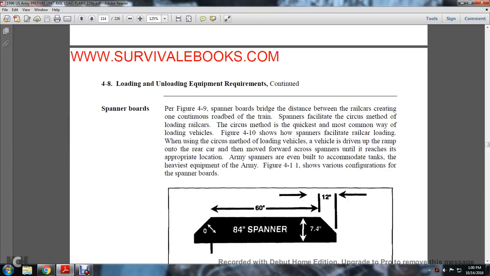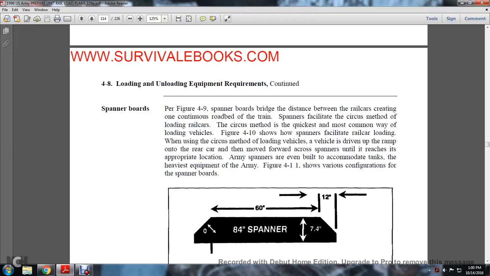4.8. Loading and unloading equipment requirements, continued. Spanners. Per Figure 4.9, spanners are boards that bridge the distance between the railway cars, creating one continuous road bed on the train. The spanners facilitate the circuit method of loading railway cars. The circuit method is quicker. This is the most common way of loading vehicles.